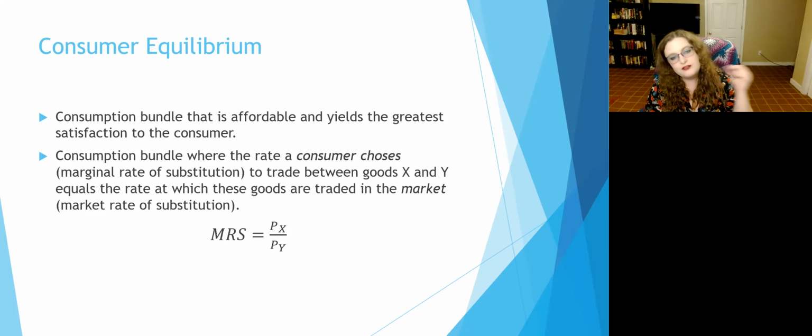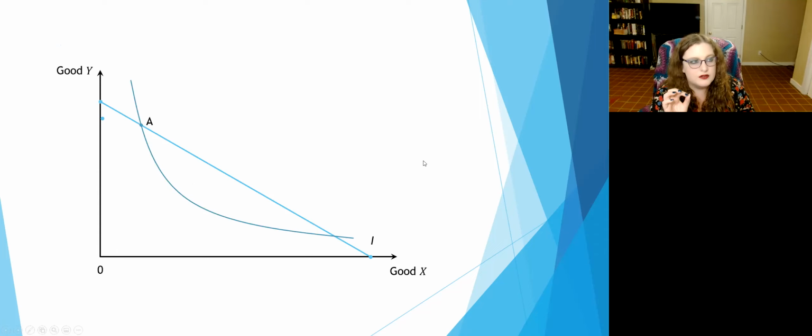So if consumers have to choose some bundle of goods, whether it be 100 pizzas and 25 Coca-Colas, or 50 Coca-Colas and 10 pizzas, or some combination of those different things, consumption bundles are where a consumer chooses the marginal rate of substitution, this kind of curvature that I saw to trade in between X and Y, equals the ability to purchase it, the market rate of substitution. So, well, we're going to get into it. But first, let's look at putting those two together.